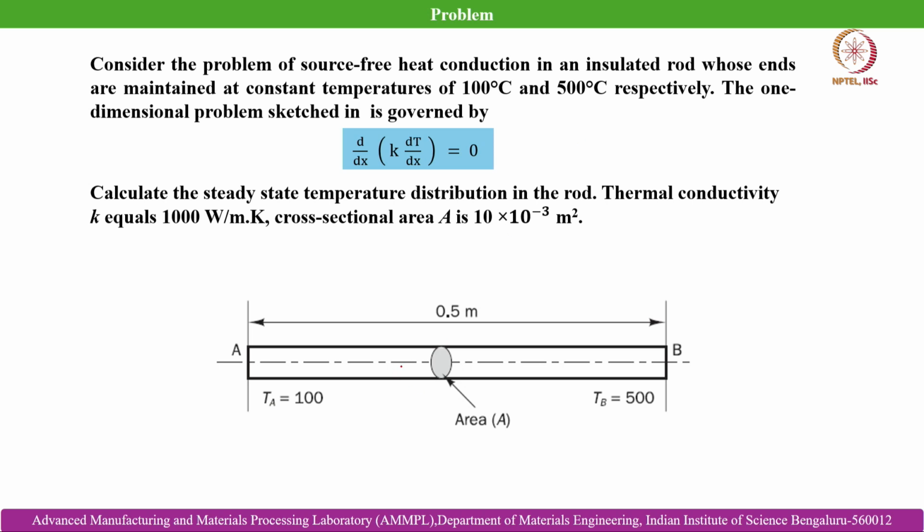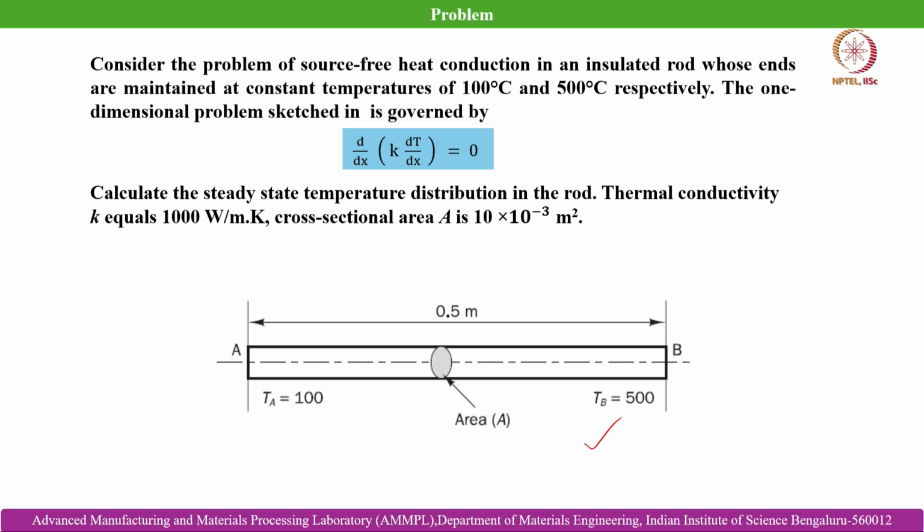as shown below. Here you can see the geometry, a one-dimensional problem. The governing equation is the typical heat conduction equation, that is d/dx of (k dT/dx) equals 0. We need to calculate the steady state temperature distribution in the rod, the temperature at different points, where the thermal conductivity k equals 1000 watt per meter Kelvin, and the cross sectional area of the rod is 10 into 10 to the power minus 3 meter square.